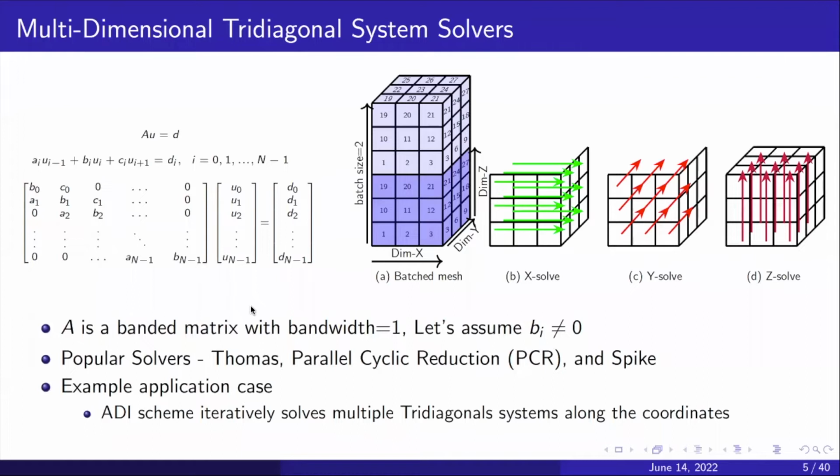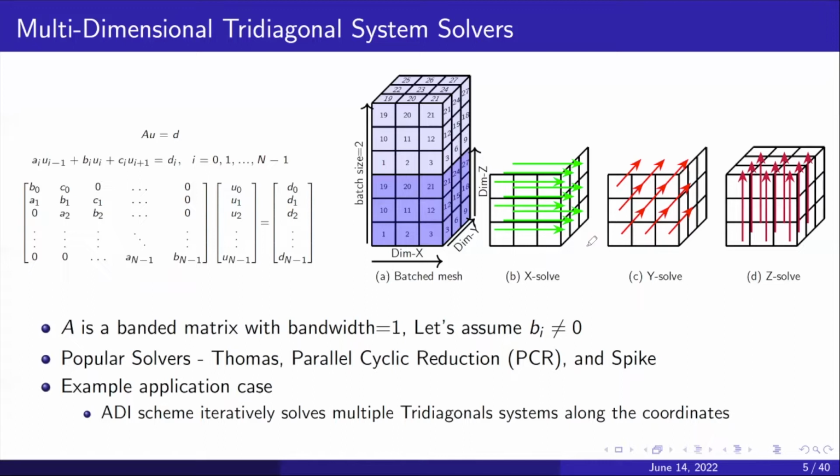Let's look at the characteristics of the application class we are interested in. The tridiagonal system that we are going to solve is in this format: A U equal to D. Here A is this tridiagonal matrix with bandwidth 1, U is the unknown we have to find, and D is the right hand side. Solution methods for this kind of system are well known, and popular solvers are Thomas, PCR or parallel cyclic reduction, and Spike.